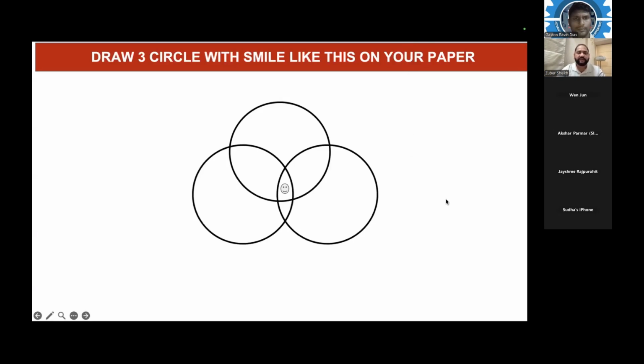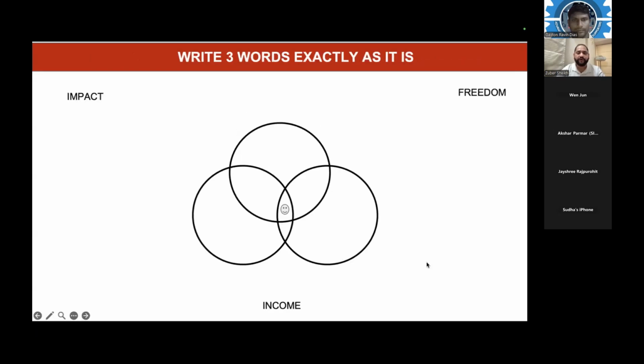Draw three circles if you have the pen and paper, and understand where you stand, so that we'll come to know your career score. Even if you are not making a career full time, at least it will give you a score. So what these three circles define: impact, income, and freedom. On the left side you have impact. What impact you are creating in the market will define your income, and the income will define your freedom in your career. Okay.